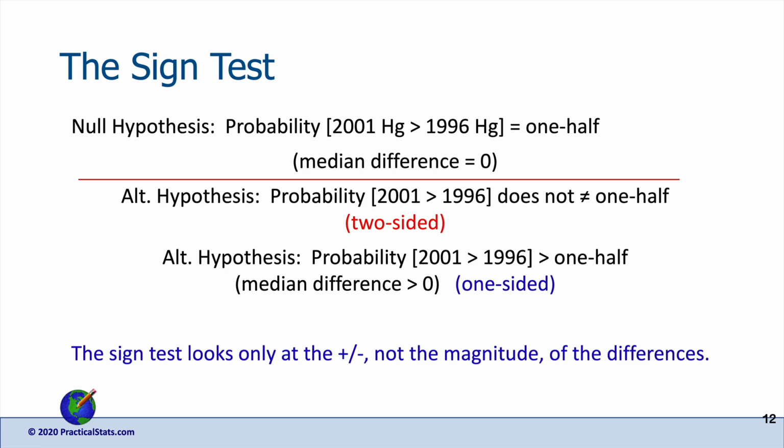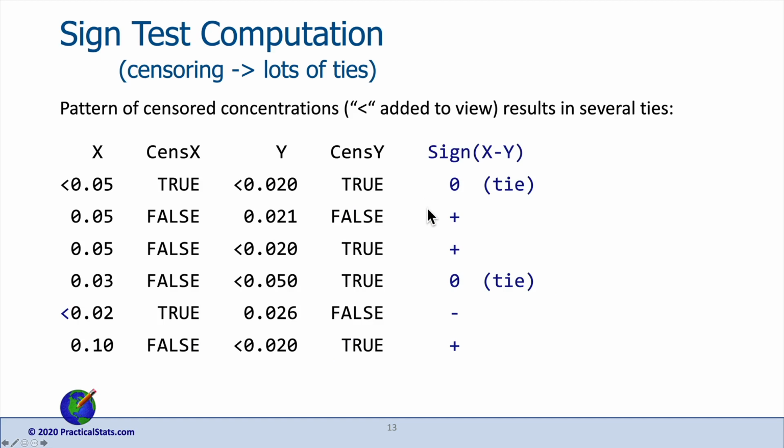The important thing about the sign test is it does not look at the number of the difference, the magnitude of the difference. It only looks at whether it's a plus or a minus. Which of these is higher than the other? So if we did this with some data here, this is not the same as the mercury data, just for a minute. Just some cases here that you might see. If you had less than 0.05 comparing it to less than 0.02, well, you don't really know which is higher. So that's a tie. It's not a plus and it's not a minus.